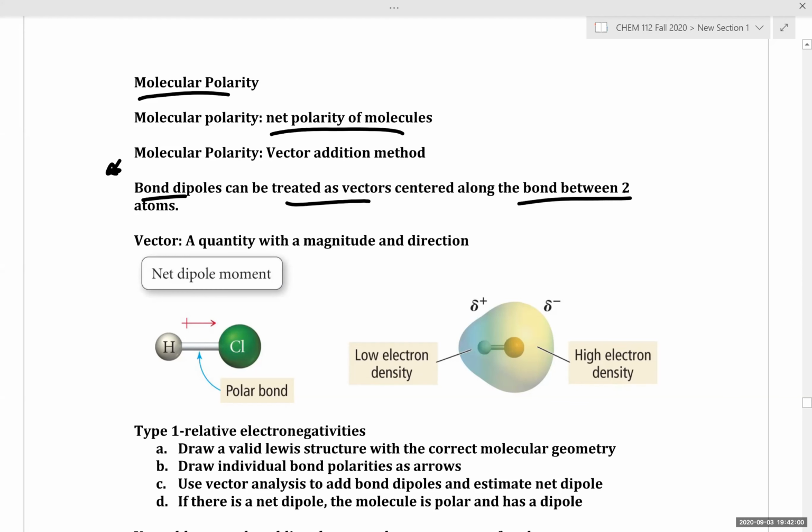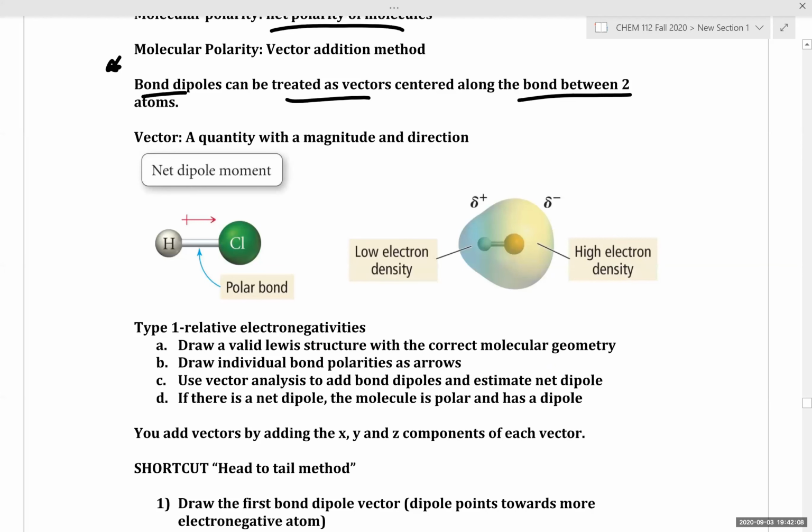And if you've taken physics, you're already starting to get a sense of where we're going with this, because we're going to use the head-to-tail vector addition method. So for example, we can draw the bond dipole for a hydrogen chlorine bond as an arrow pointing towards the more electronegative atom. And as we see, this dipole has a magnitude, a value, and a direction.